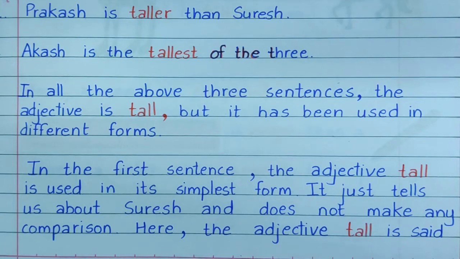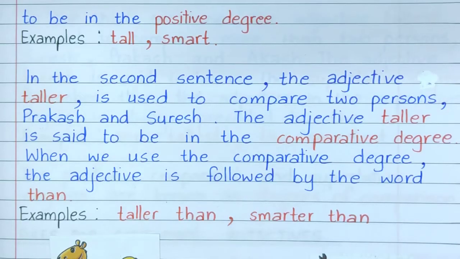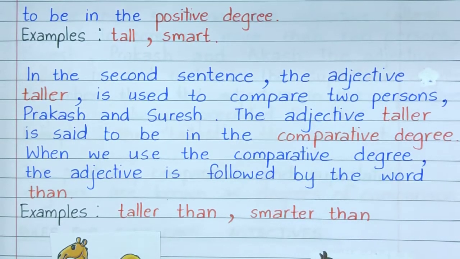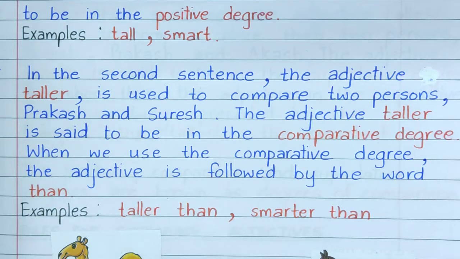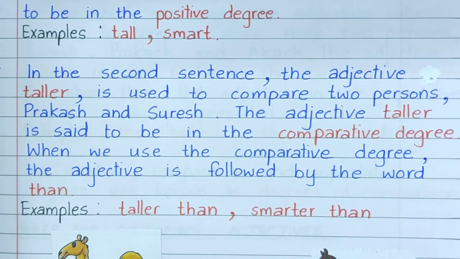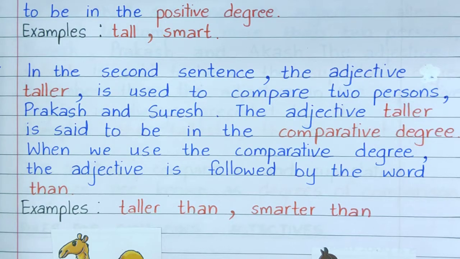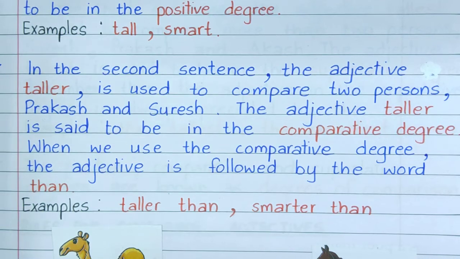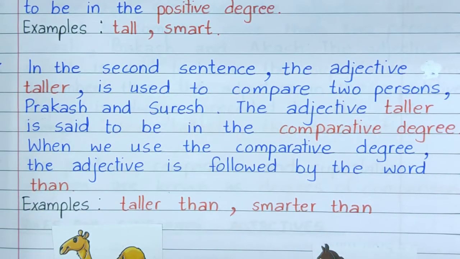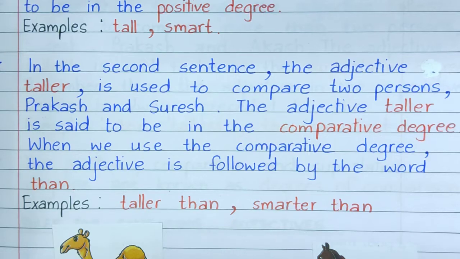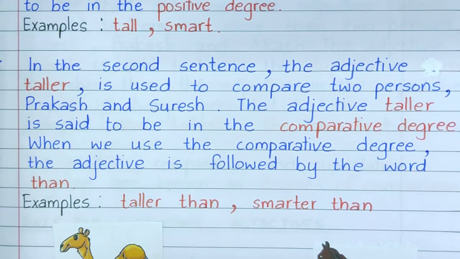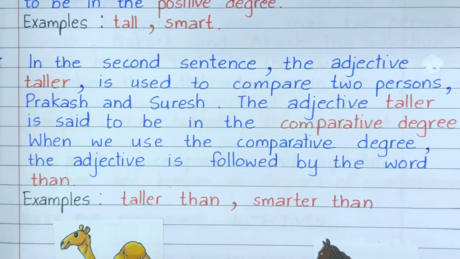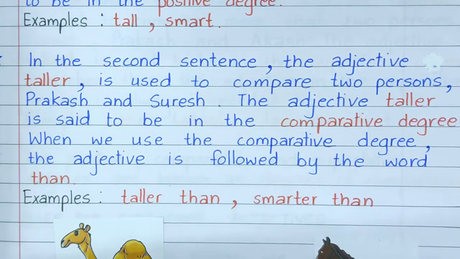Here, the adjective tall is said to be in the positive degree. Examples: tall, smart. In the second sentence, the adjective taller is used to compare two persons, Prakash and Suresh. The adjective taller is said to be in the comparative degree. When we use the comparative degree, the adjective is followed by the word than. Example: taller than, smarter than.